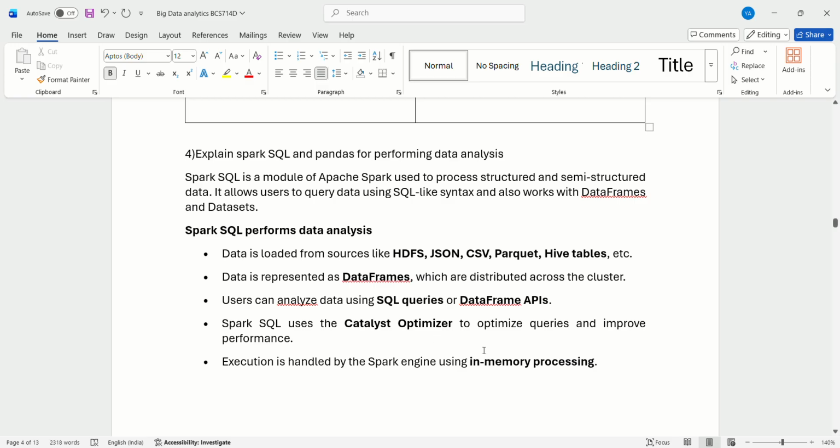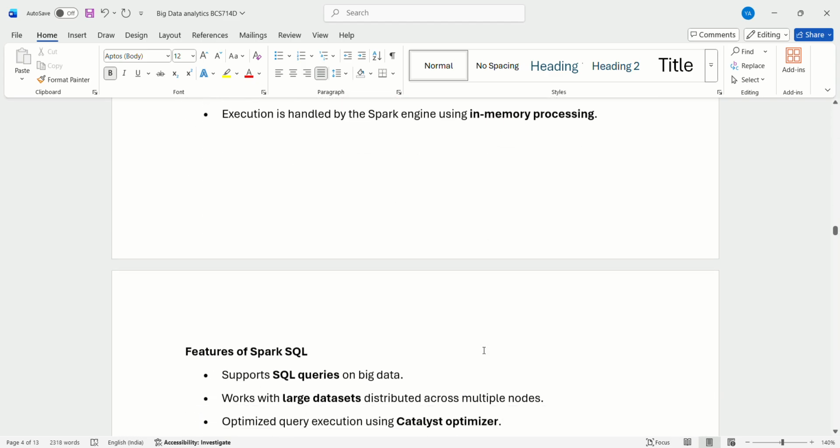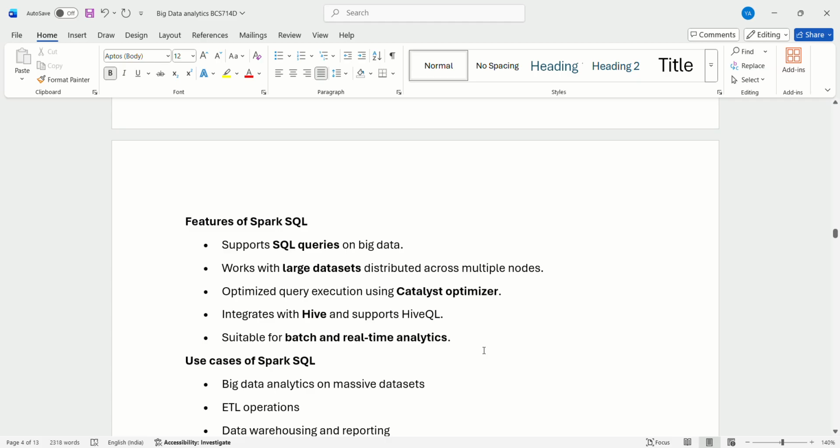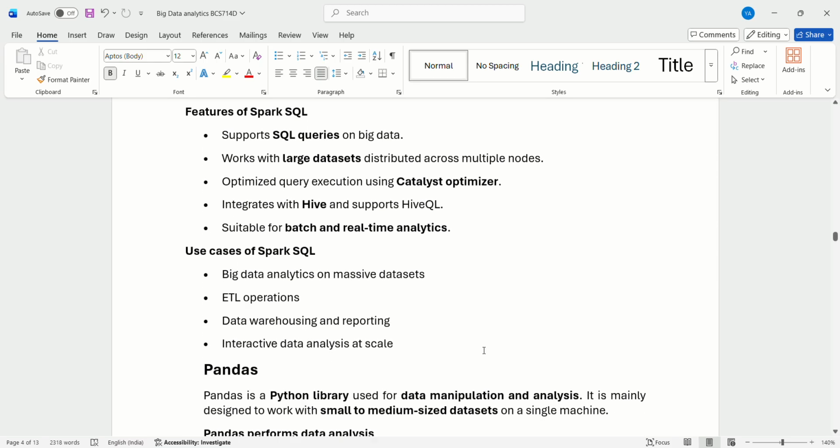Spark SQL uses the Catalyst optimizer to optimize queries and improve performance. Execution is handled by the Spark engine using in-memory processing. Features of Spark SQL: it supports SQL queries and large datasets distributed across multiple nodes. It optimizes query execution using the Catalyst optimizer. It integrates with Hive and supports HiveQL. It is suitable for batch and real-time analytics. Use cases: big data analytics on massive datasets, ETL operations, data warehousing and reporting, and interactive data analysis at scale.